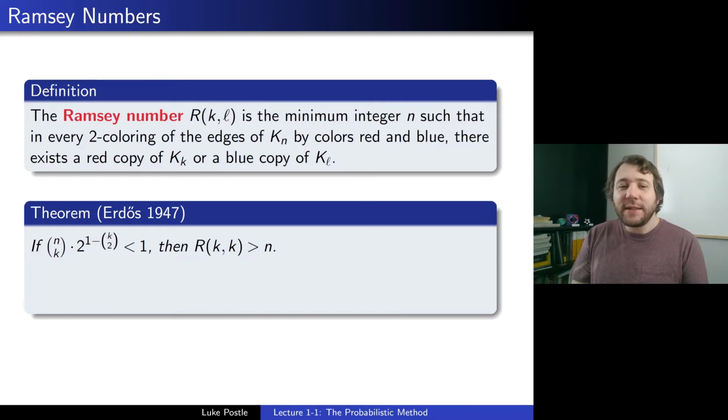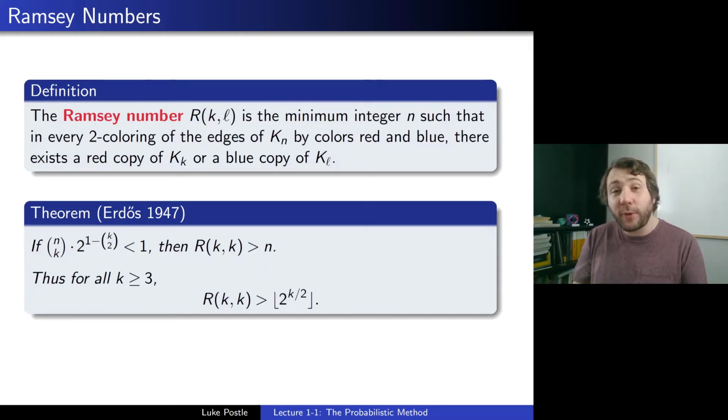That might not seem to give a bound immediately, but with a little bit of work on asymptotics, you can then show that for all k at least 3, this shows that R(k,k) is greater than 2 to the k over 2 rounded down. So that is a lower bound. Again, it's still quite far from the known upper bounds, which are more on the order of 4 to the k. And this is roughly the best known lower bound.